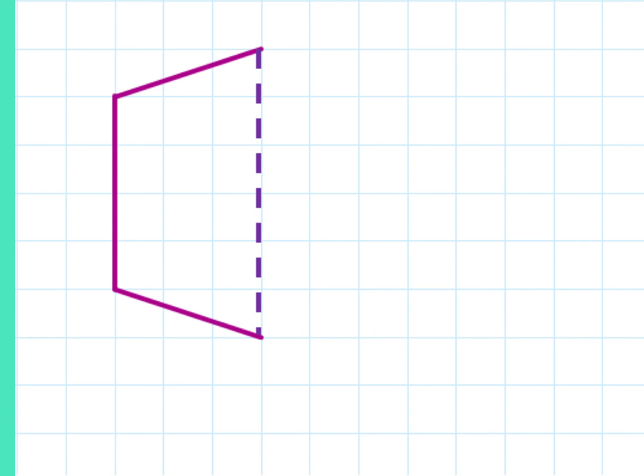Let's try one more. Let's use the line of symmetry represented by the dashed line to complete the figure. We can see here that the first vertex is 1, 2, 3 squares from the line of symmetry. We need to double this. 3 times 2 is 6 to complete the figure. So we need to go 1, 2, 3.